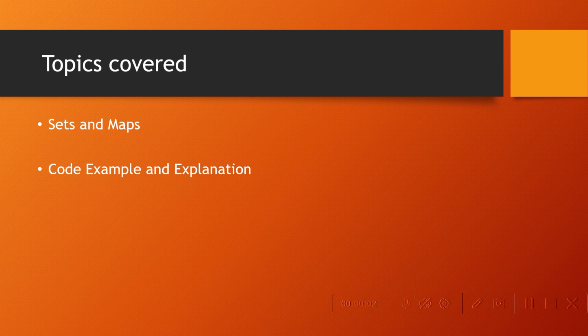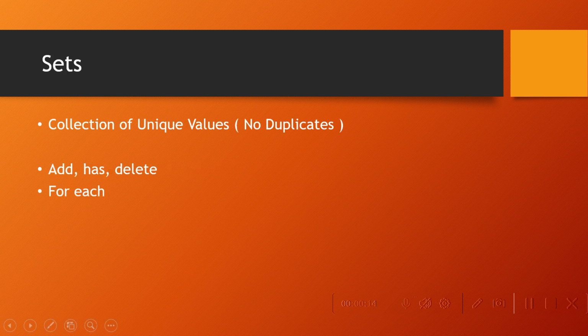Next topic, we will discuss two data structures, sets and maps. So what is a set, what is a map, with a code example and explanation for each. So what is a set? A set is nothing but a collection of unique values, and it will not have duplicated values in the set. A set has multiple functions: add, has, and delete, and you can iterate all the values of a set using forEach. You will see a code example for each of these.